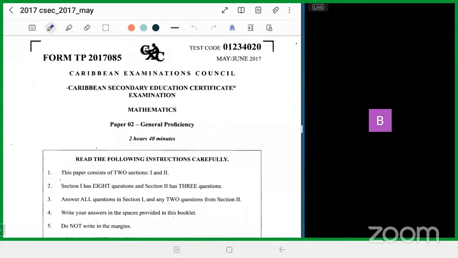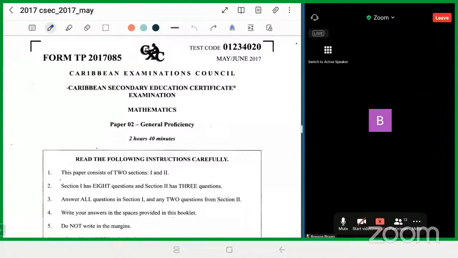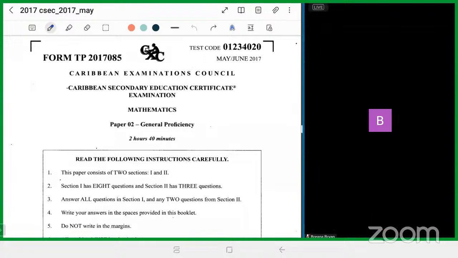All right, guys. So this is the June 2017 exam paper. Want to finish it as quickly as possible and as efficiently as possible. By the way, can people online hear me? Can you see the screen? Yes, sir. All right, good. So let's do this.